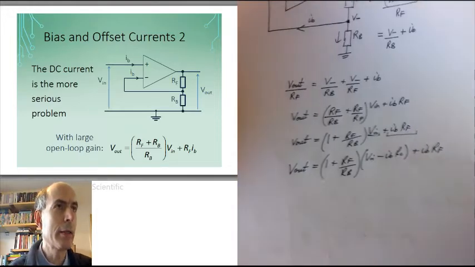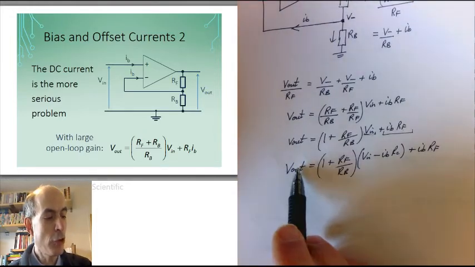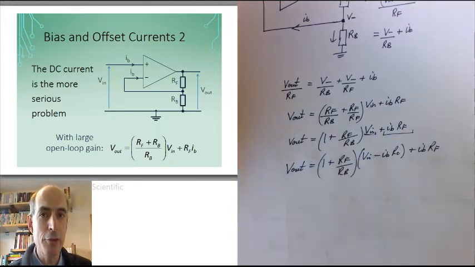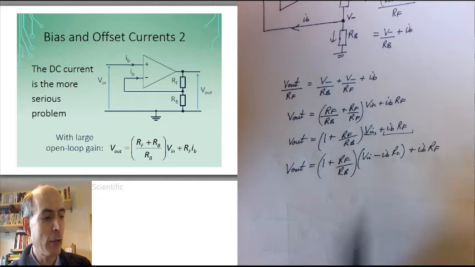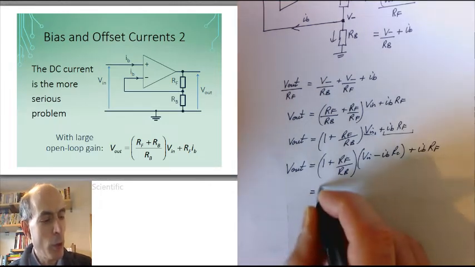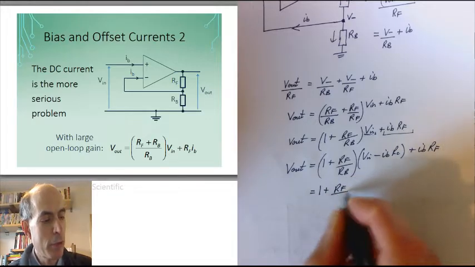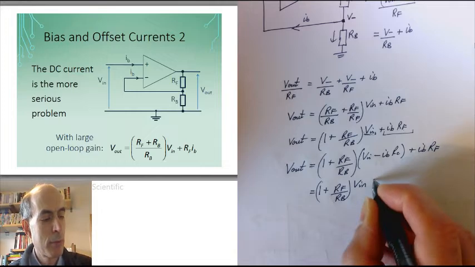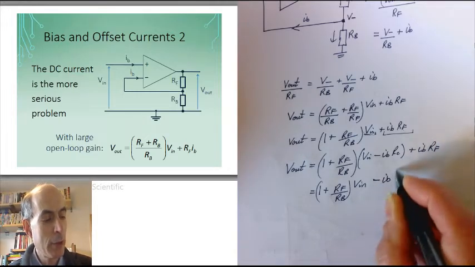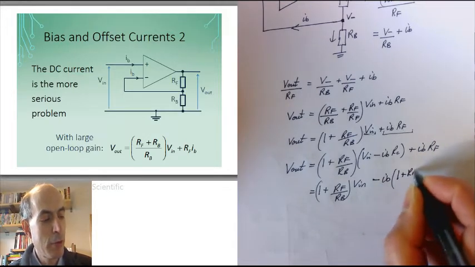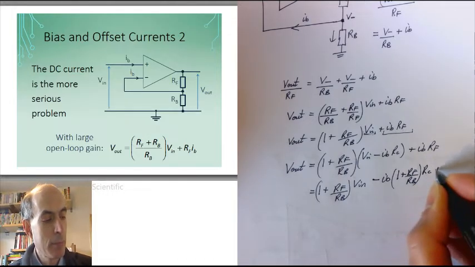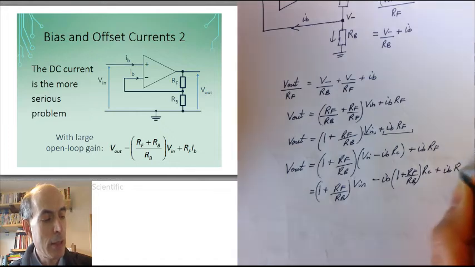Now what I would like is for this just to equal that. And I can do that if I choose the value of RC correctly. This is equal to (1 plus RF over RB) times Vin minus IB times (1 plus RF over RB) times RC plus IB times RF.